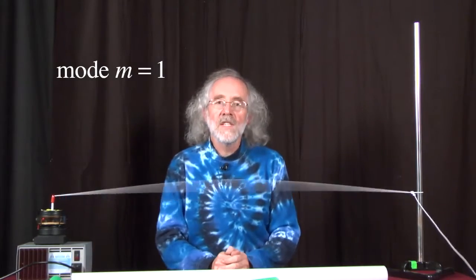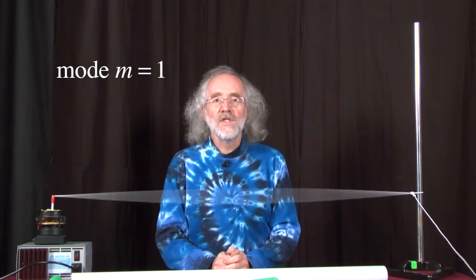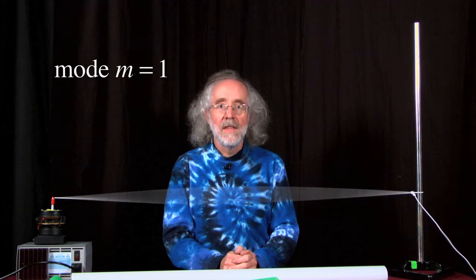And we have a question for you. The previous mode that we saw was mode number 2. This is mode number 1. Mode number 2 had a wavelength equal to the length of the string. What's the wavelength of this mode? We'll give you some choices.